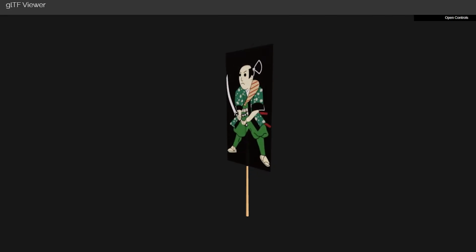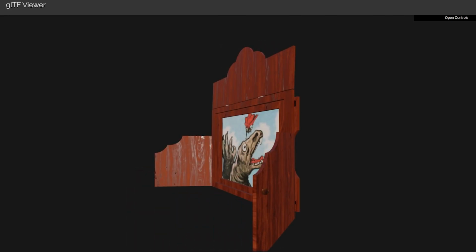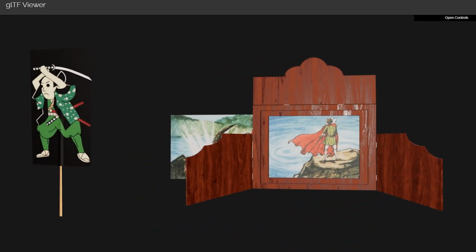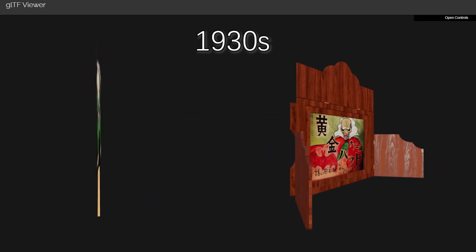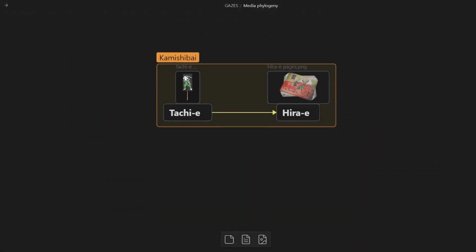So one immediate complication is that Hira-e didn't just replace Tachi-e overnight as a better and more convenient solution. Instead, both of these forms coexisted and were performed independently on the streets of Japan throughout the 1930s. So already our simple diagram doesn't tell the whole story.